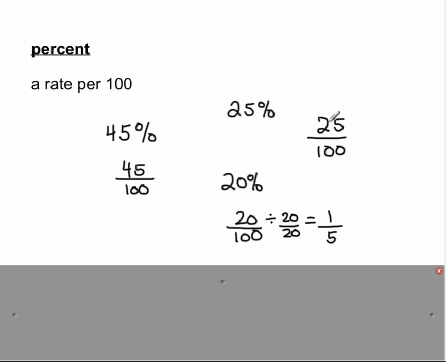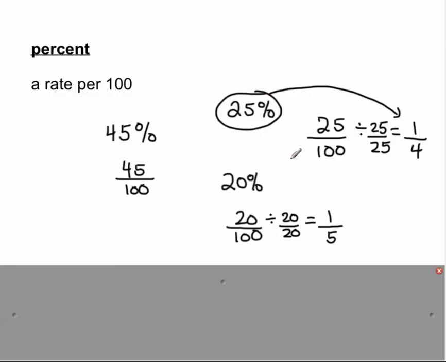Now, what number can go into both 25 and 100? Well, 25 can go into both 25 and 100. So I'm going to create an equivalent fraction, and 25 divided by 25 is 1, and 100 divided by 25 is 4. So really, when you're finding 25% of something, you're really finding 1/4 of whatever that number is. So you're dividing that number by 4 and taking one of those parts. Now that you know what a percent is, let's apply it in some practice problems.